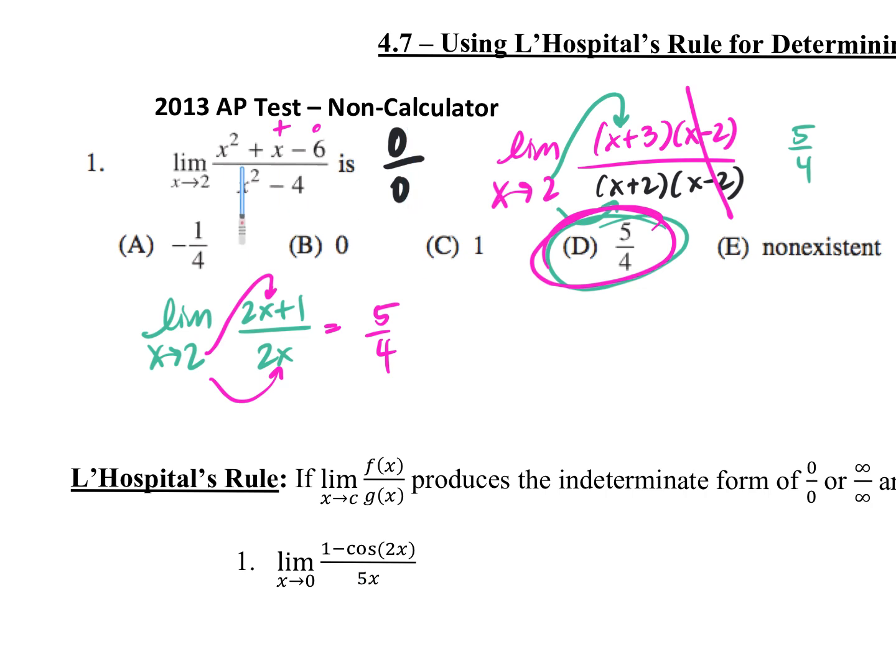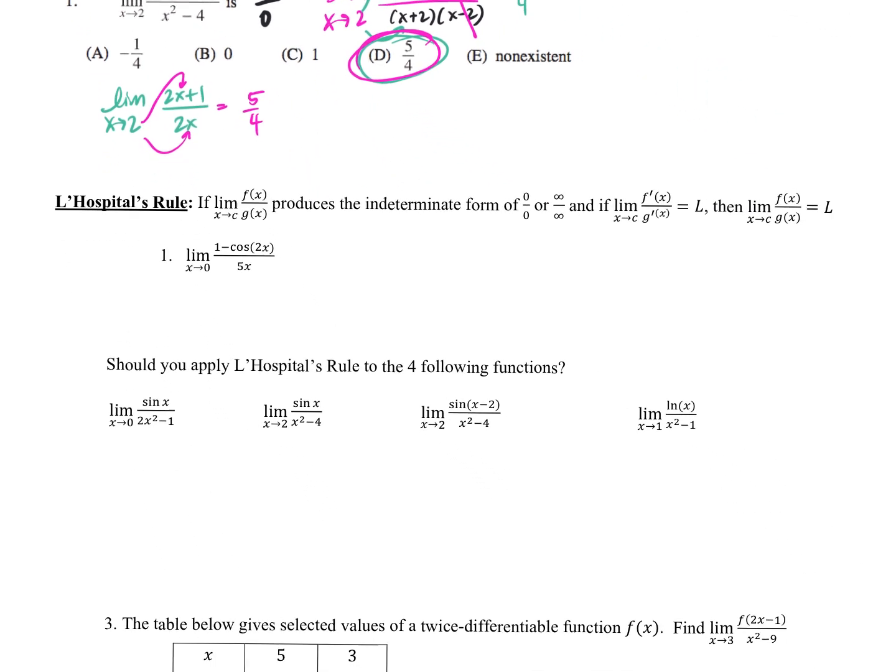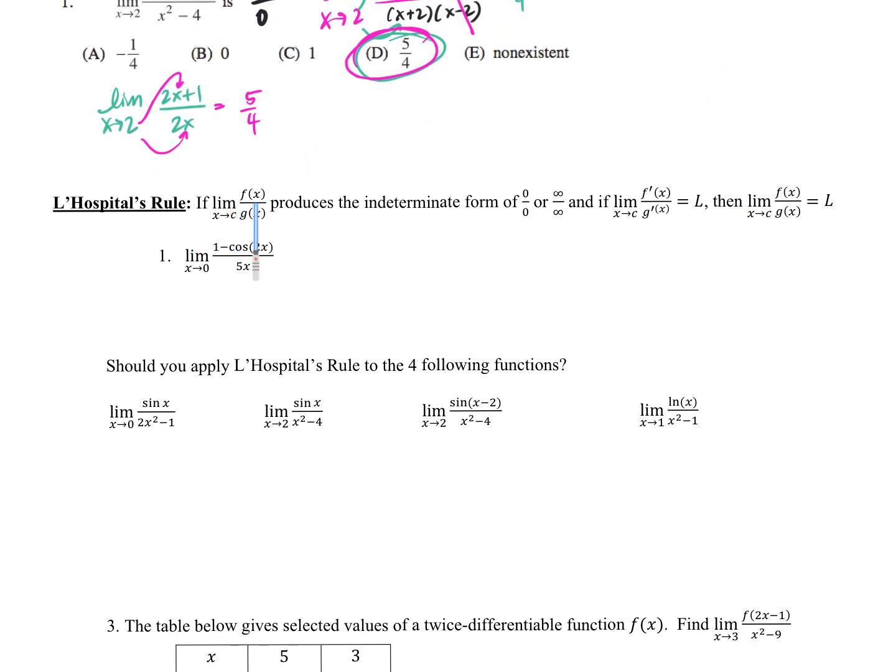So anytime you plug in that 2 and you get a 0 over 0 or an infinity over infinity, just take the derivative of the top and the derivative of the bottom, keep plugging it in until we get a value. So that's what I wrote right here. This is L'Hopital's rule. If when we plug in that C value, we get what's called an indeterminate form, 0 over 0 or infinity over infinity, then just take the derivative of each of them, and we're done.